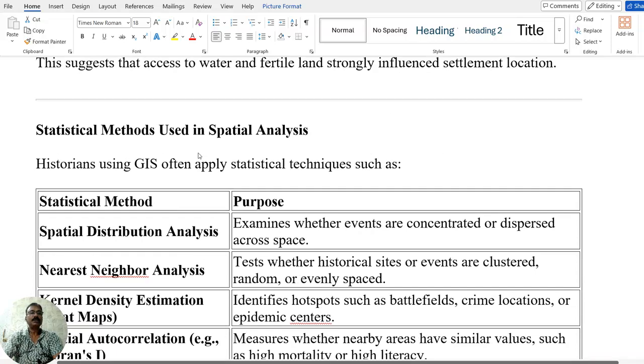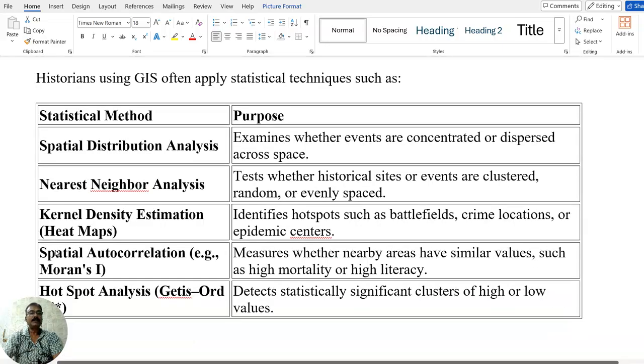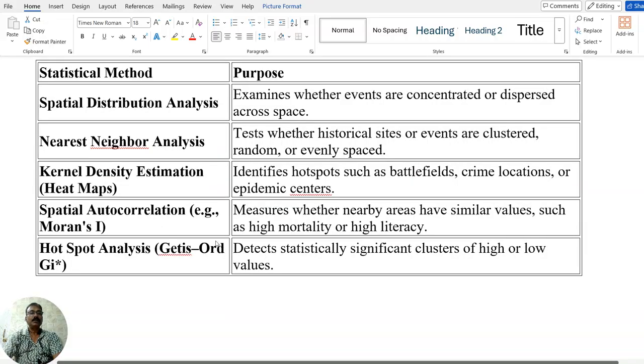Now, statistical methods used in spatial analysis. Historians who use GIS often apply statistical techniques such as spatial distribution analysis, which examines whether events are concentrated or dispersed across space. Nearest neighbor analysis tests whether historical sites or events are clustered, random, or evenly spaced. Kernel density estimation, that is a heat map, identifies hotspots such as battlefields, crime locations, or epidemic centers.